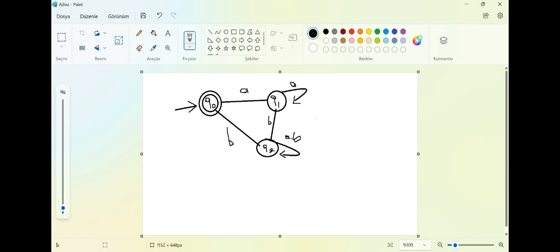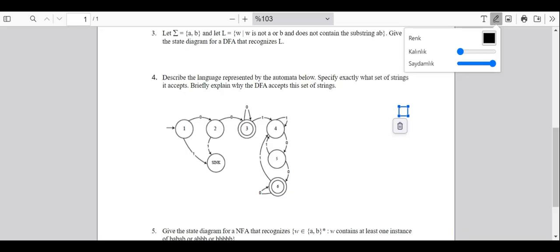Actually, it is our answer. This is the answer of the third question, state diagram. Okay. Now, fourth question. Describe the language represented by the automata below. Specify exactly what set of strings it accepts. Briefly explain why the DFA accepts this set of strings.